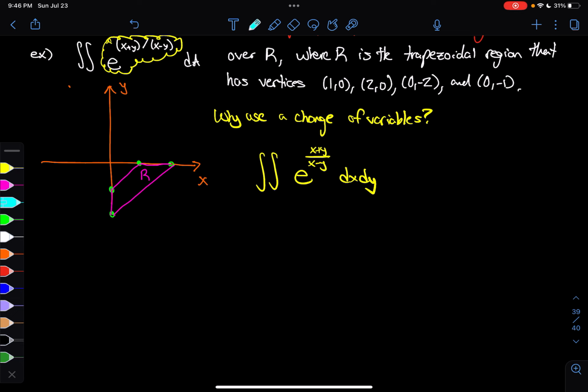We can't do a u substitution. I can't say u is equal to x minus y because I don't have x minus y on the top. I got x plus y, very different. I can't just do a u substitution. It's not going to work. So what do we do?